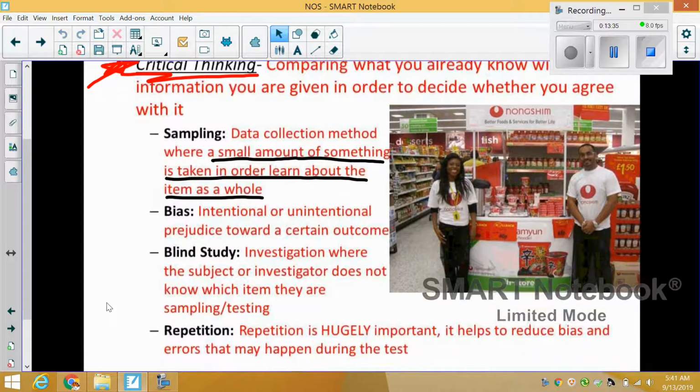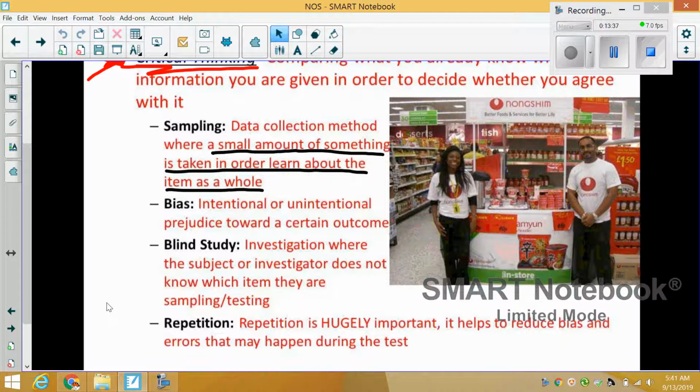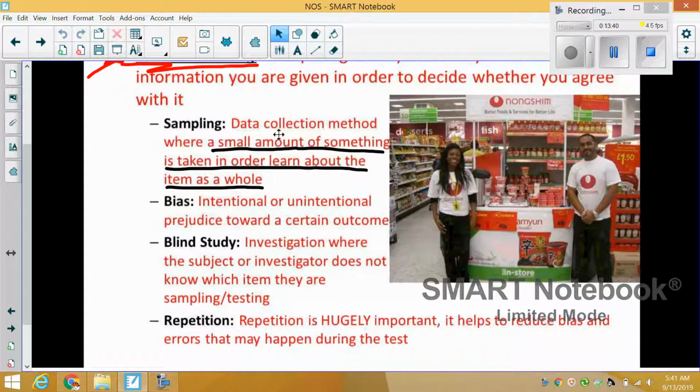So it's important to understand that there's a lot of different ways to collect data. One of them is sampling. Sampling is a data collection where you take a small amount of something to understand a bigger piece of it. You can assume that if you eat one slice of pizza, the rest of the pizza is going to taste the same. That's sampling. Scientists do this all the time. They can't sample every tree in a forest, so they will sample a small amount of them and then use that information to understand the rest of the forest.